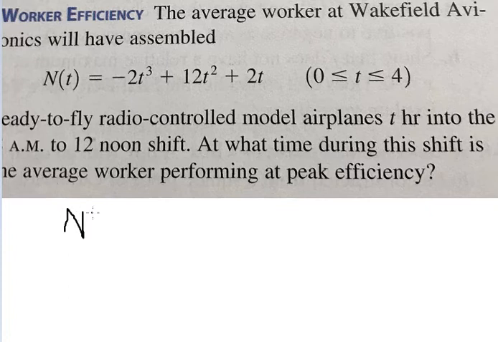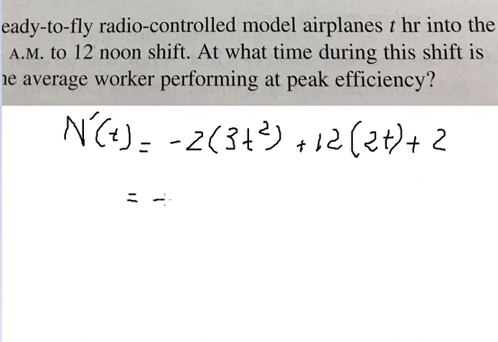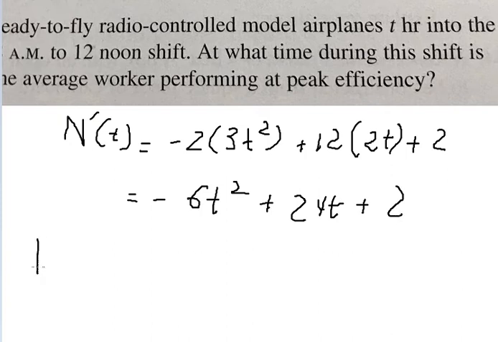First, we need to find the first derivative of the function. The first derivative of t to the power of 3 gives us 3t squared. This one, we have 2t. And this one, you get 2. So we simplify, and we get negative 6t squared plus 24t plus 2. So I will set the first derivative of the function equal to 0.